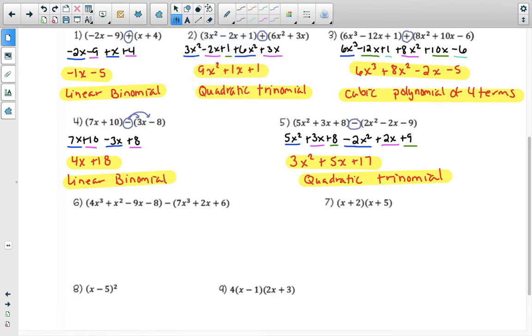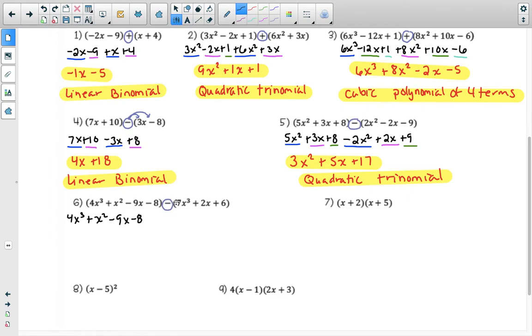On this next problem, we again look in the middle to see what's happening between the parentheses. It's subtraction. So we're not going to multiply any variables. We're just going to rewrite this. We have a positive sign in front of our first set of parentheses, so we're going to rewrite everything as it is. We have a positive 4x cubed. We have a positive x squared, a negative 9x, and a negative 8.